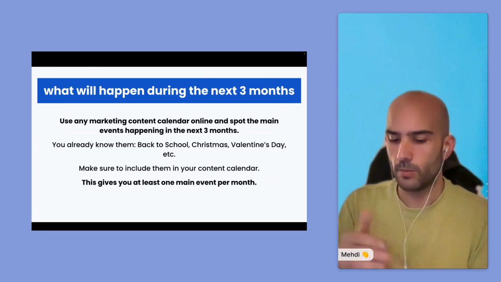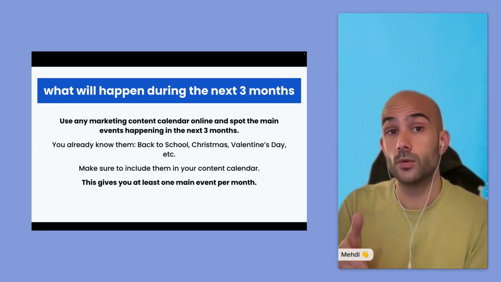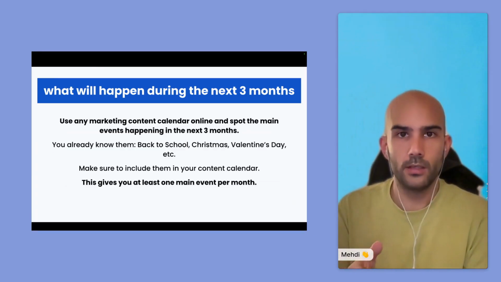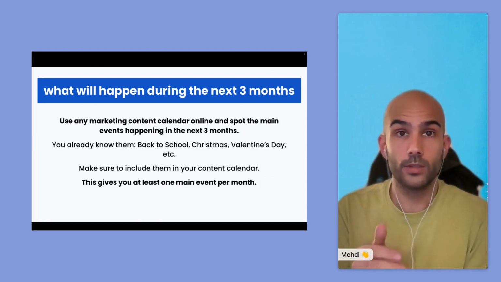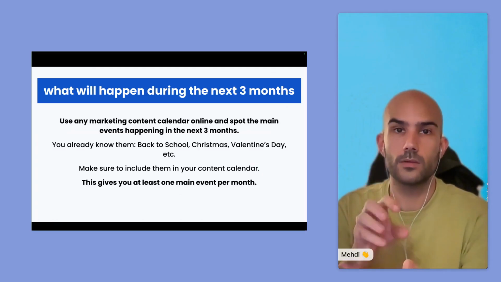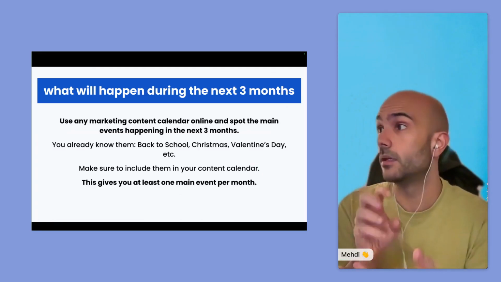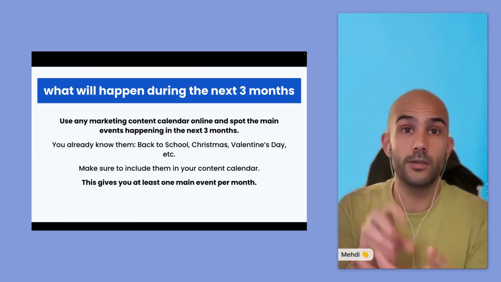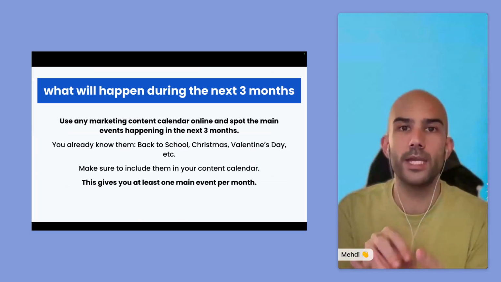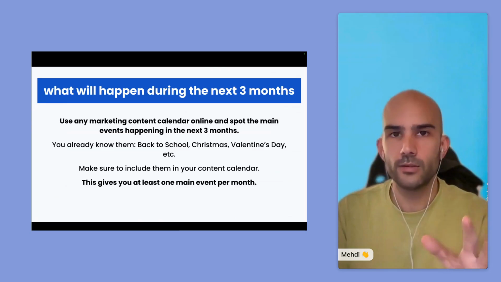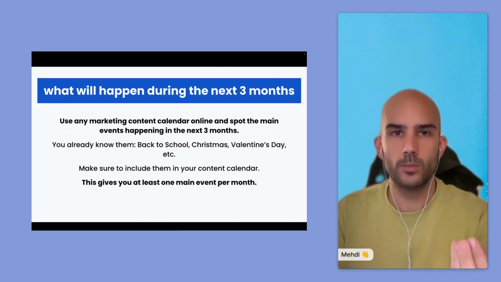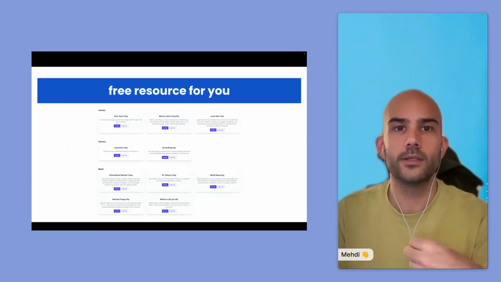You should make sure when you're planning your content that you don't discover them one week before. So make sure to go online, check this, and include them in your content calendar right away, because those are going to be key in your market. Everyone is going to speak about them. You want to make sure that you're positioned for them as well. And on average, this gives you a minimum of one main event for you.